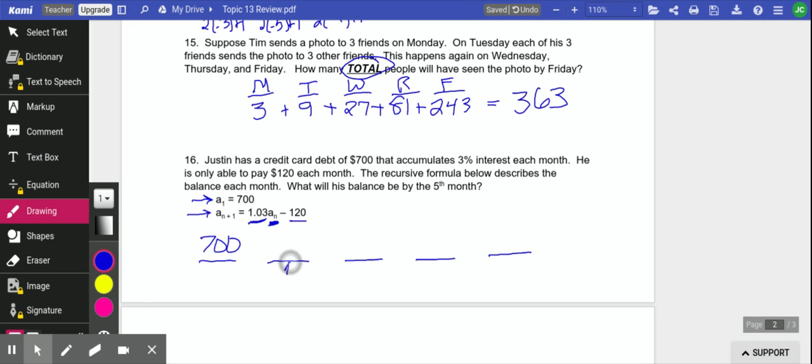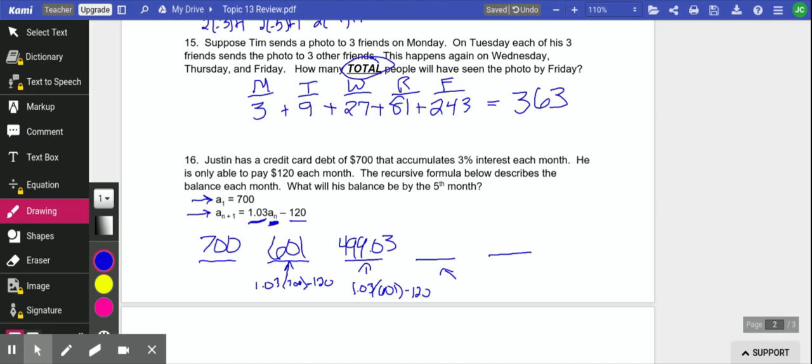So to find this second month, we're going to take 1.03 times 700 and subtract 120. So 1.03 times 700 minus 120. So after the second month, he now has $601 of credit card debt. Now the third month, he gets charged interest on that $601. So we're going to take 1.03 times 601, and we're going to subtract 120 because he's going to make a payment. And now he owes 499.03.